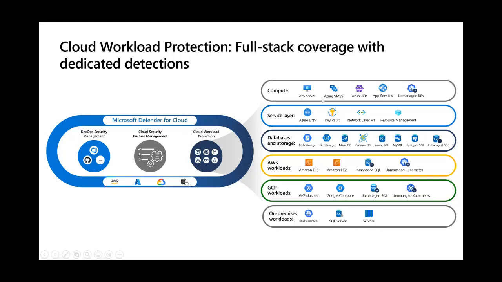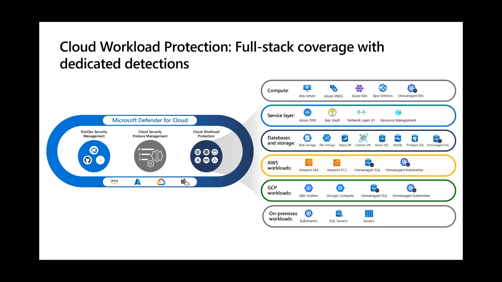So here we've laid out the specific resource types that are being covered with Defender for Cloud and the different plans that I mentioned before. So you can see it by compute, service layer, databases and storage, AWS, GCP, and on-premise workloads as well. So with these cloud workload protection capabilities, they're not just specific to Azure, but also specific to AWS, GCP, and any on-premises workloads you may have onboarded.